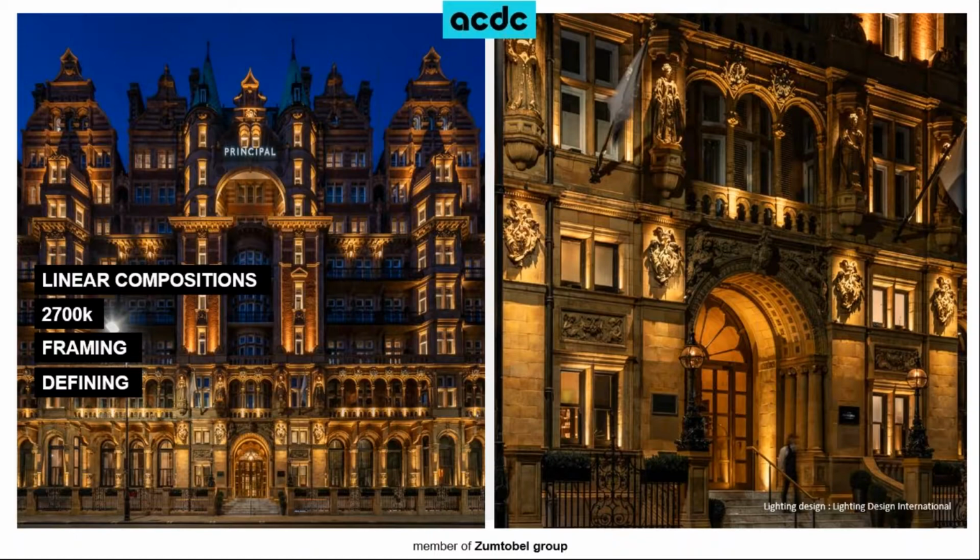So the designers sought to create a simplified approach, repeating those lit effects all the way up and at high level, collectively creating those linear compositions of effects across each level, framing and defining the facades and outlining the architectural form of the building, and bringing in that really warm color temperature of 2700 to really reveal the color, the texture of the facade.